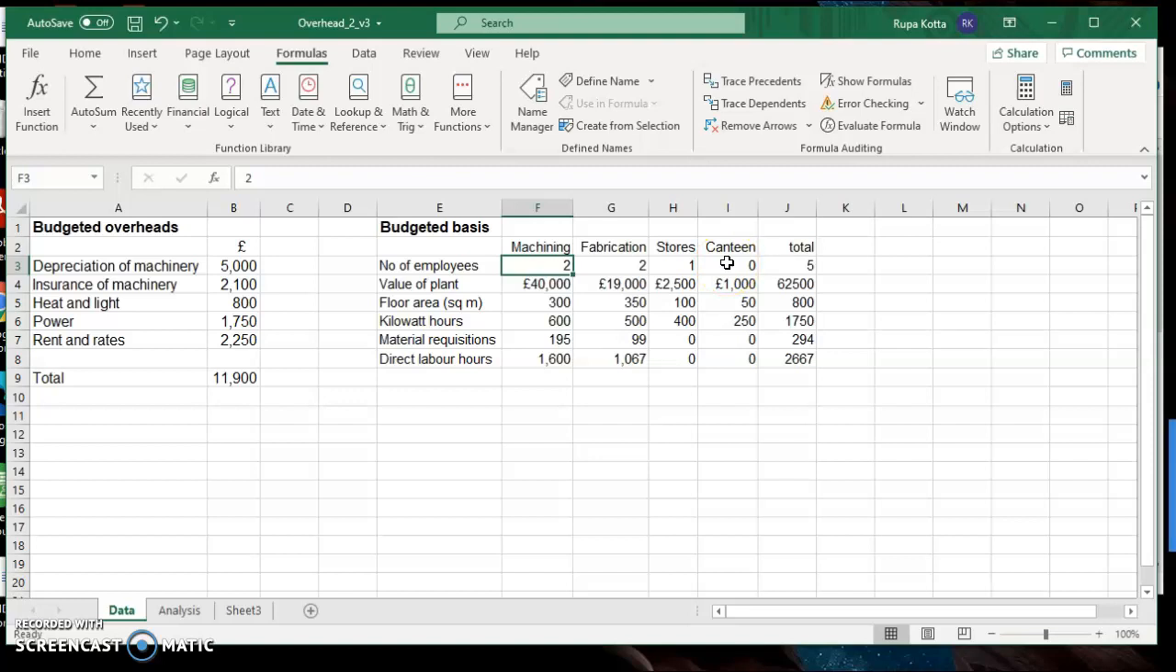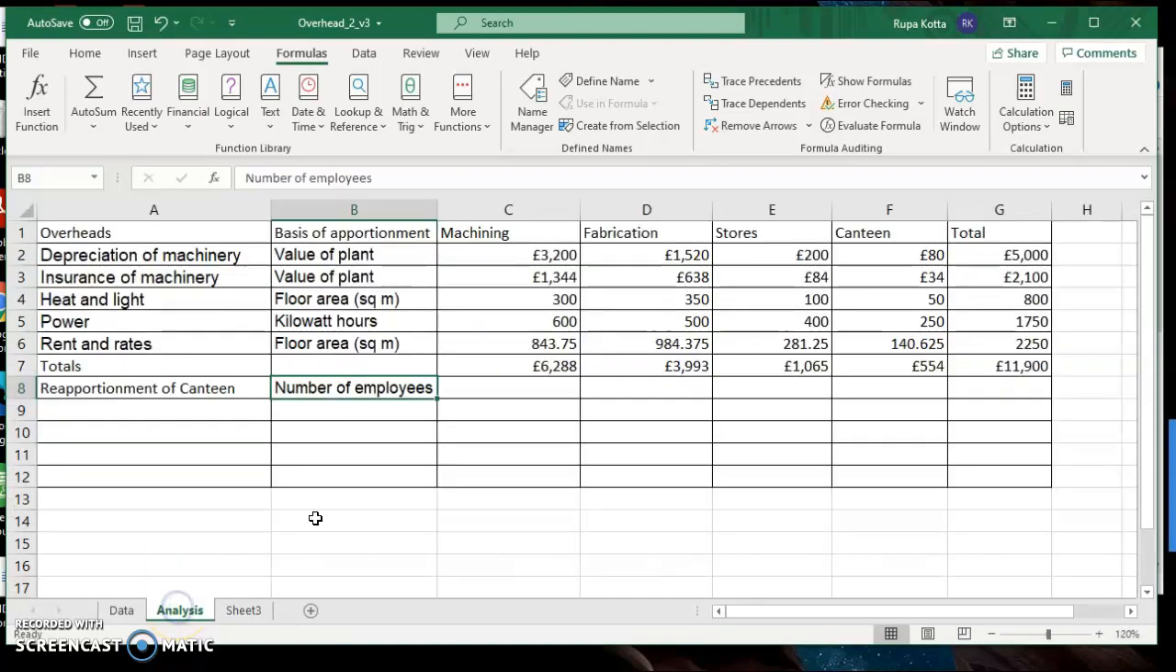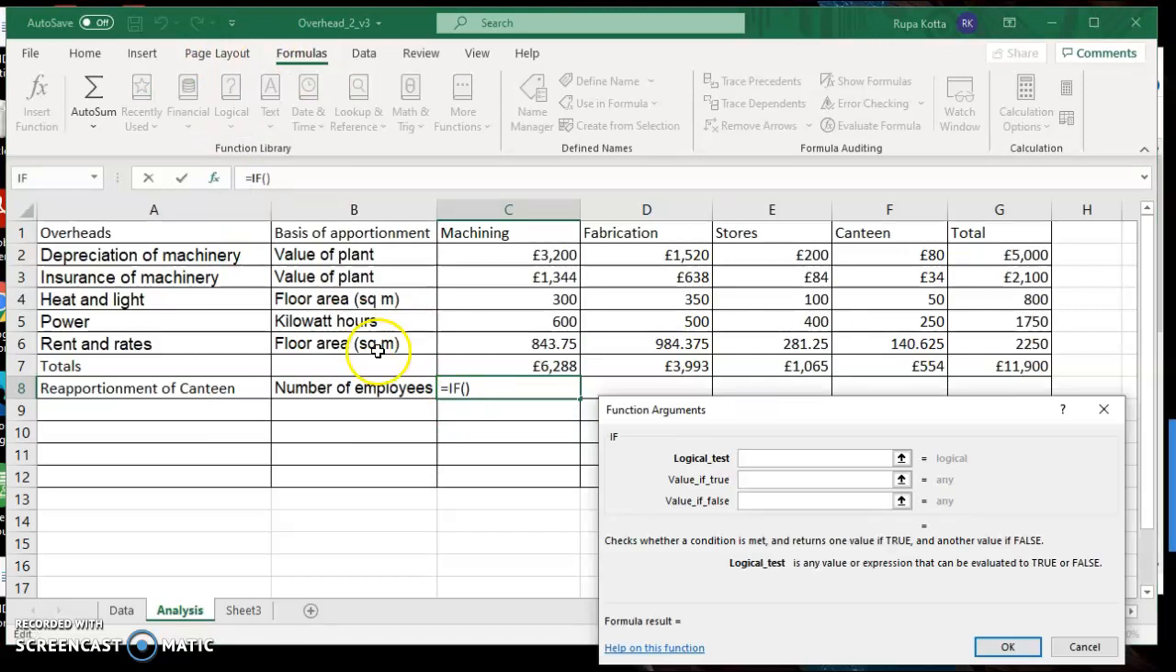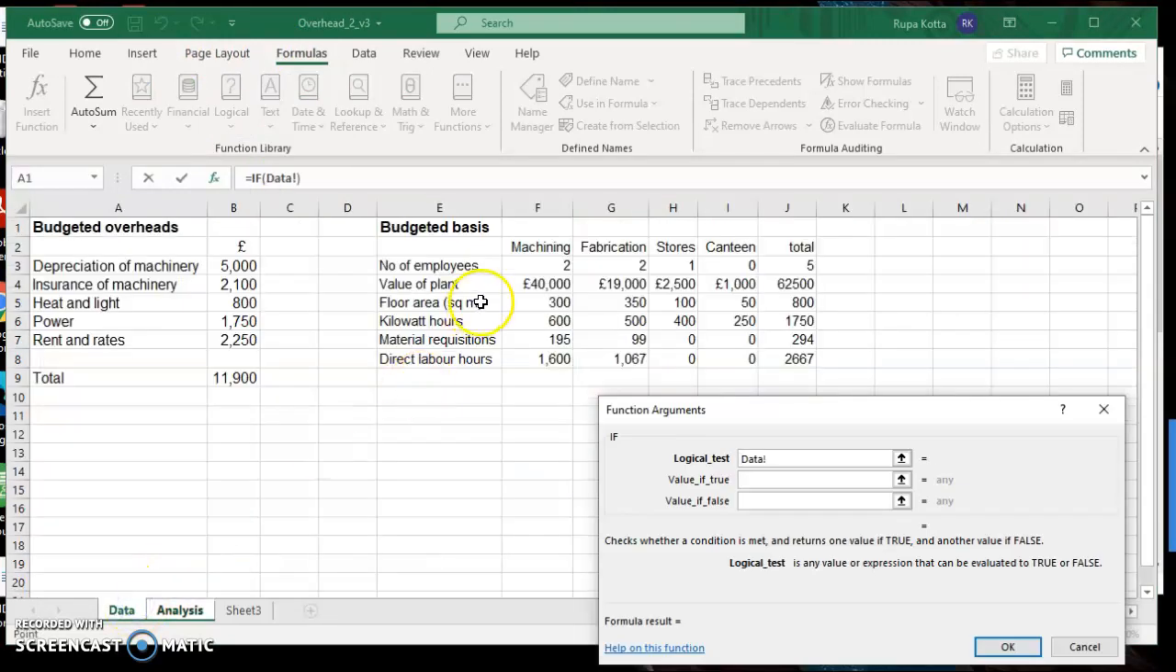So reapportionment is based on an if, to check first of all if there are any employees in that department or not. So we need to use an if statement to do this. So equal to, formulas, logical, if. The logical test is if the value in F3 is greater than 0. If it is greater than 0, that means you have employees working in there. If it is 0, that means there are no employees working, so you do not want to calculate cost. So if it is greater than 0, there are employees, so you want to calculate the cost.